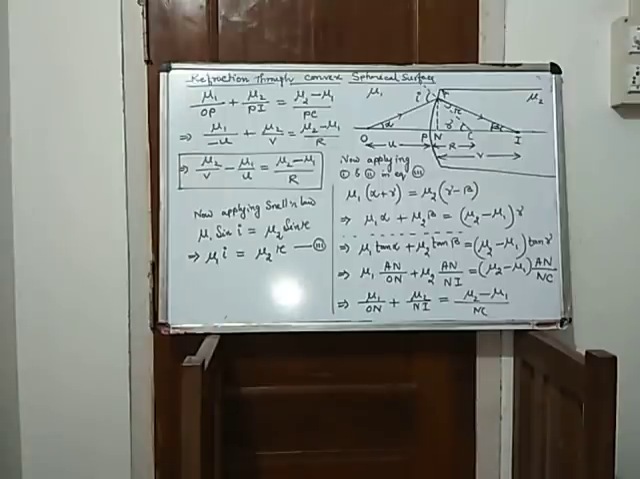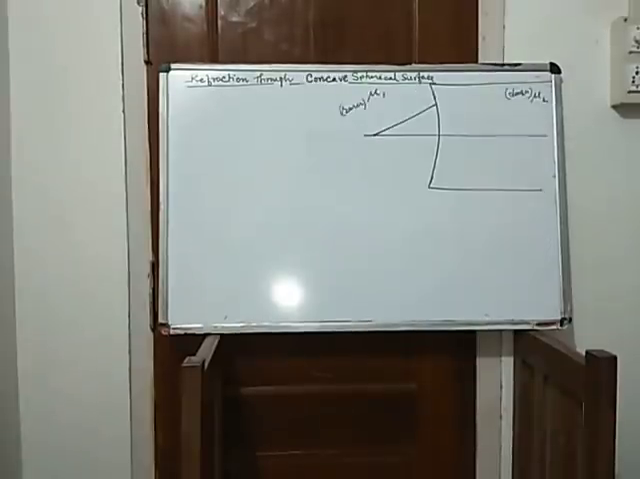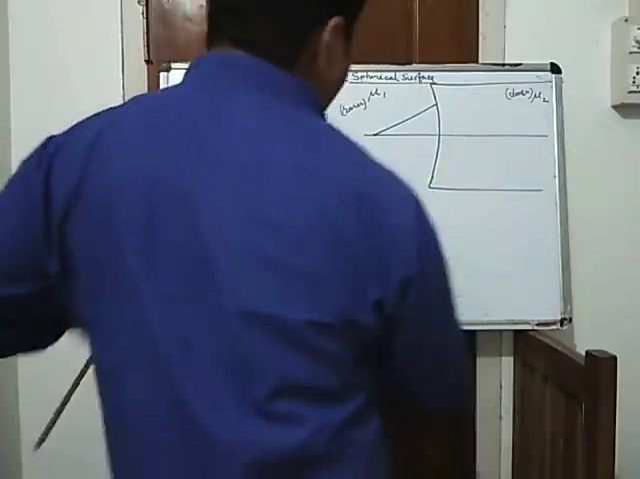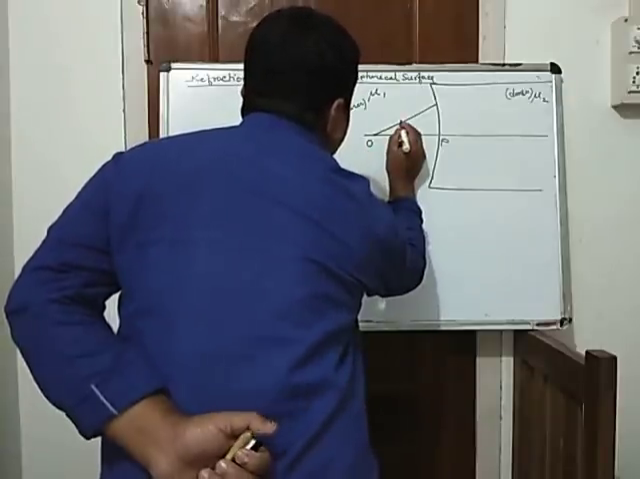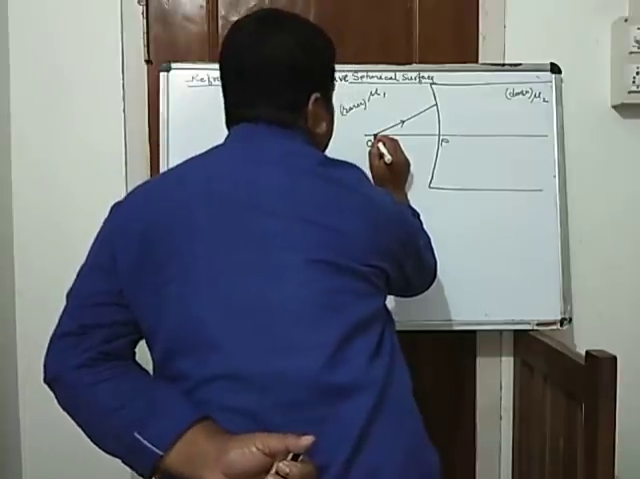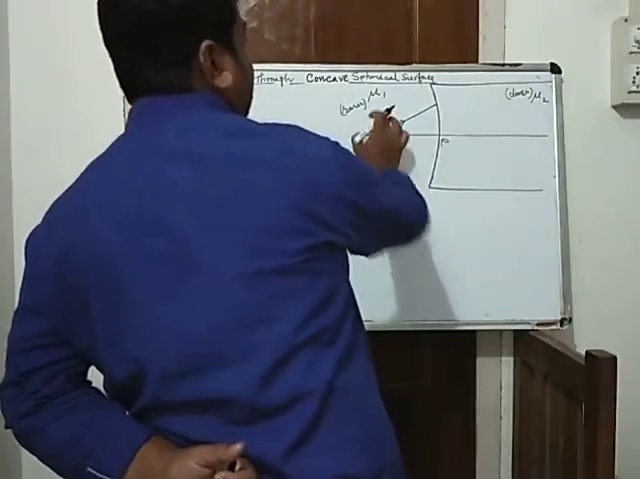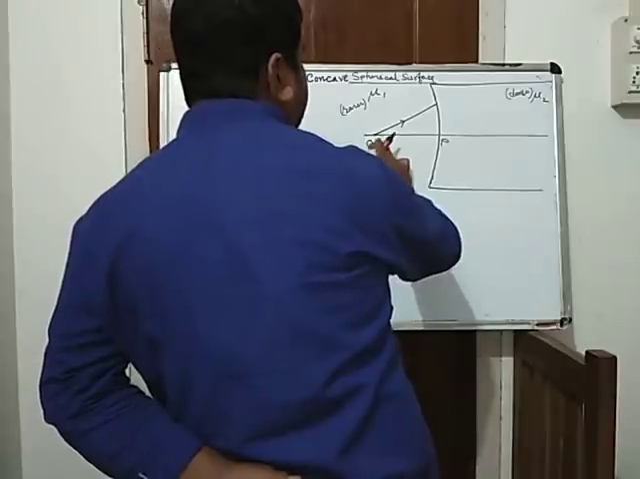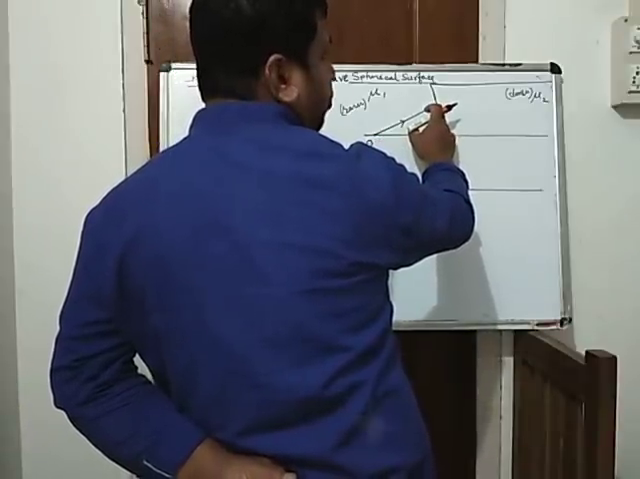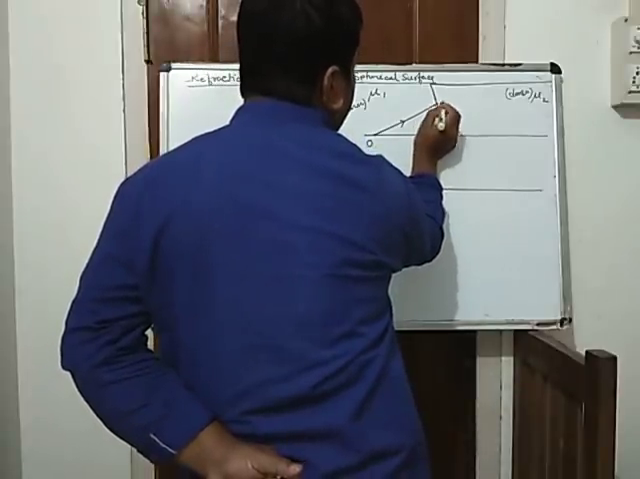Okay, so now we discuss how refraction takes place in a concave spherical surface. So this is a concave spherical surface. This is the point P, and this is point O, the object. A ray of light is coming from the object. This is the rarer medium, this is the denser medium. Rarer medium refractive index mu 1, denser medium refractive index mu 2. The ray of light coming from the object is incident at this point. This is the point of incidence. So this is point A.